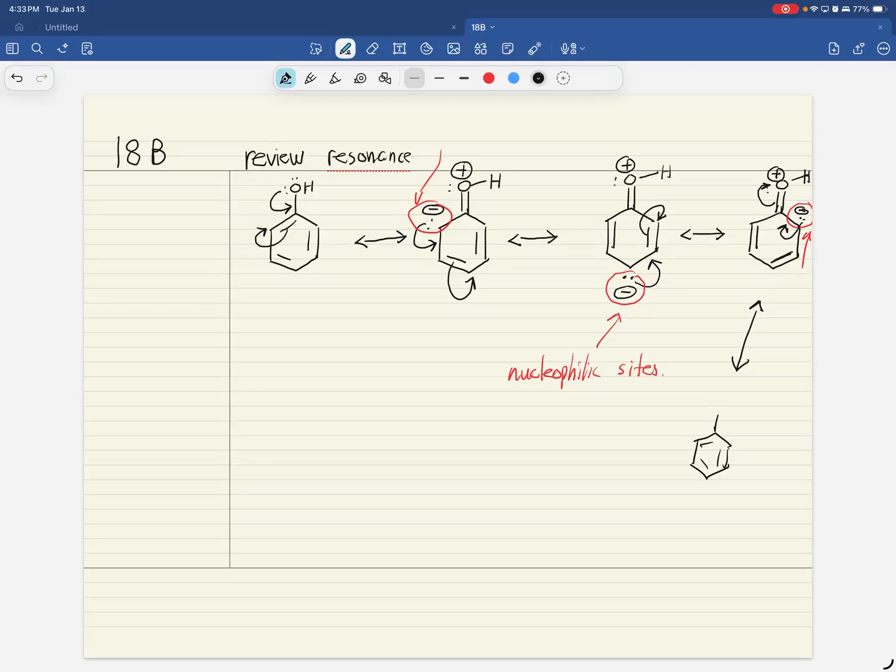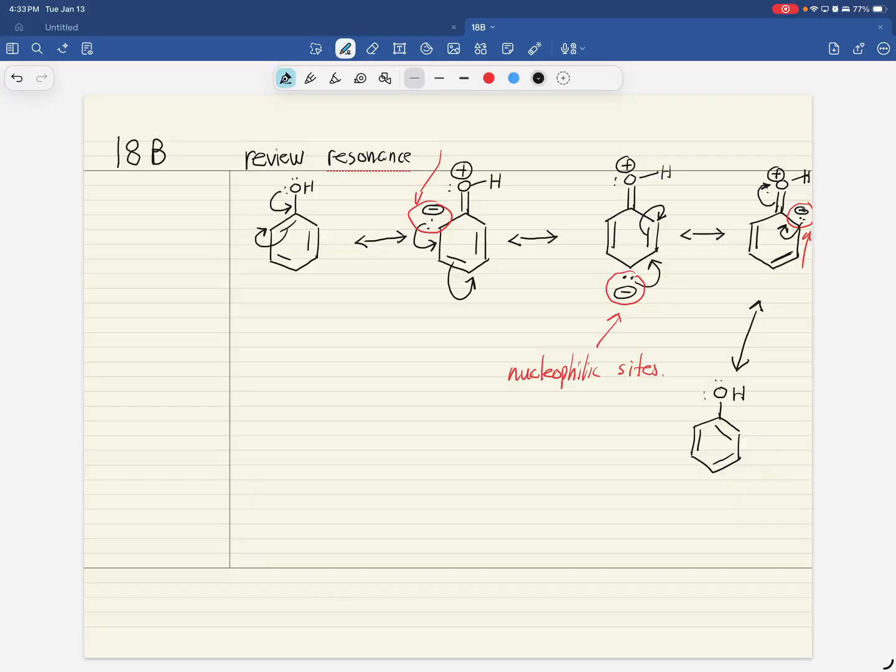Oh, notice I actually drew it incorrectly. Sorry, just redraw that. Okay. Sorry, I drew the arrows in the wrong place. Where should my double bond go instead? Not to the left, right? To the right. So right here. There you go.